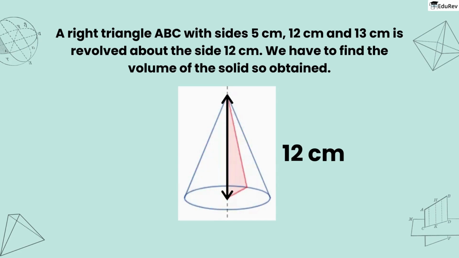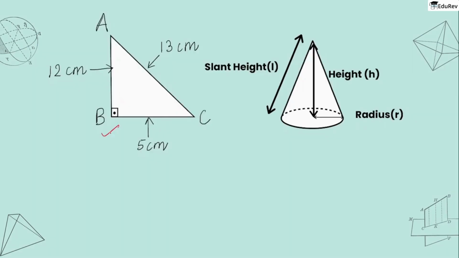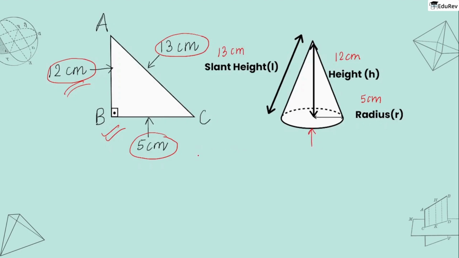Now what is given to us? We are given the sides of the right angle triangle ABC where, let us consider 5 centimeters as base, 12 centimeters as height and 13 centimeters as hypotenuse of the triangle. Since the right triangle is revolved about the side 12 centimeters, therefore the cone formed has height 12 centimeters, radius of base of cone is 5 centimeters, and the slant height of cone is 13 centimeters. We have to find the volume of the right circular cone formed. Let us denote the volume of the right circular cone as V.